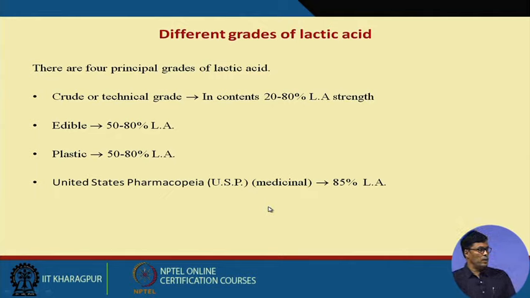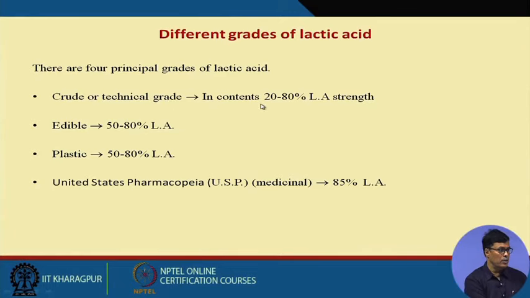Otherwise the material will be affected by the lactic acid. This is very important. Now let me tell you what the different types of lactic acid usually available in the market are, because this is also very important. Lactic acid is available in two different forms. One is crude or technical grade lactic acid, which is 20 to 80%. This is largely used. Edible grade is 50 to 80%. For plastic, we require 50 to 80% lactic acid. In the United States Pharmacopoeia, the USP medicinal grade is 85%. So different percentages of lactic acid are used for different purposes.